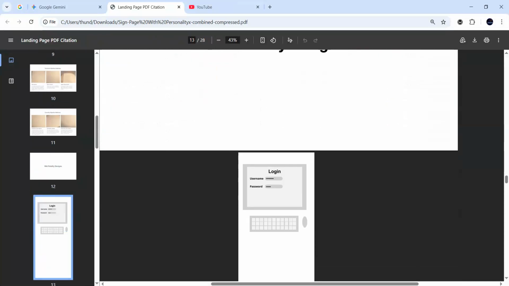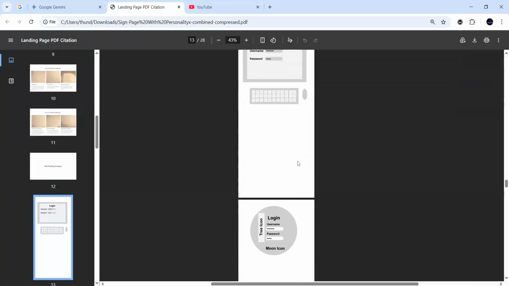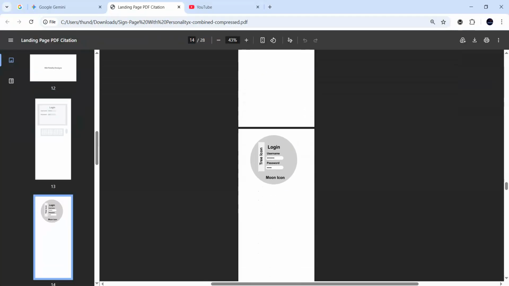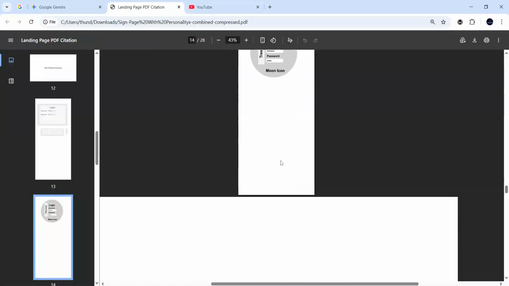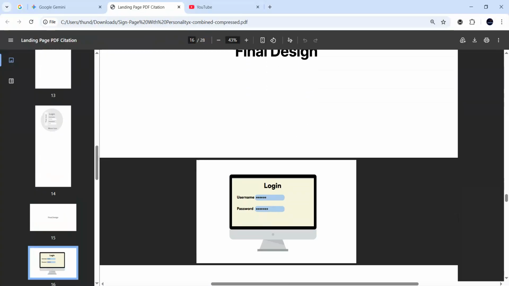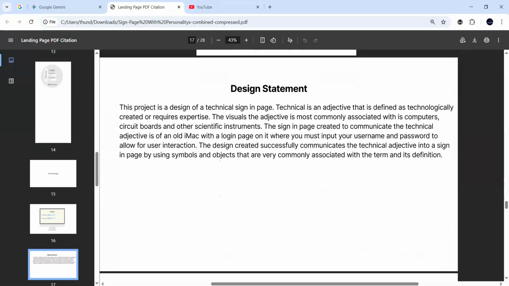So the two mid-fidelity designs that I chose were the iMac and this cypress tree design. And after doing a lot of exploring and ideating and asking people around, I decided to go with the iMac sketch, which I built in Illustrator. And then here's my design statement.